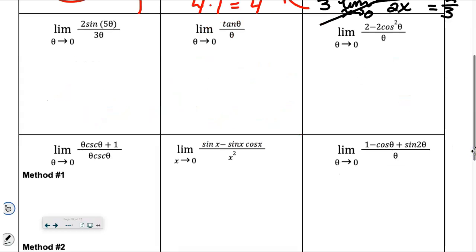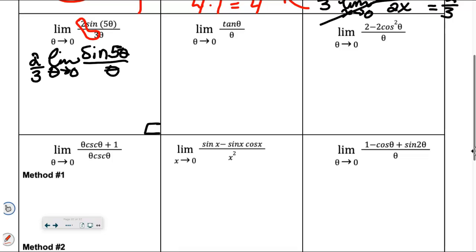So then I challenge them to do this one on their own, as you should as well. So pause the video and try doing this one on your own. What you're going to get is a 2/3 coming out front, because we don't like either of those numbers in there. We just want sine of 5 theta over 5 theta. So we are going to leave the theta down there, pull the 1/3 out front and the 2. So this is coming out front to get it out of the way.